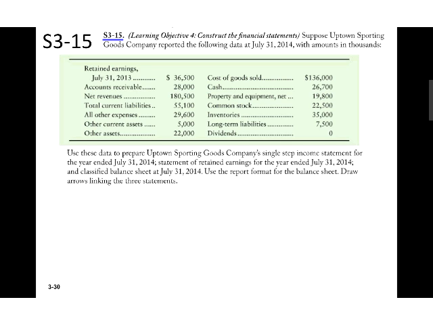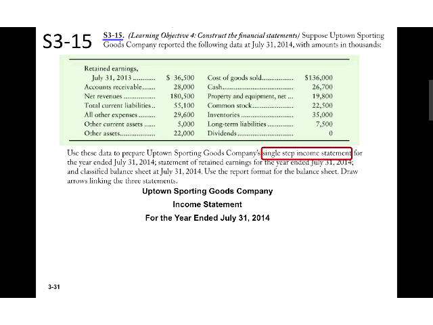This is short exercise 3-15. We're going to start with the single-step income statement. So let's get started. We start with the top of the income statement like we've done for every other statement. It starts with the name of the company, followed by the name of the statement, and then the period ending. This is an income statement, so it's a period of time. This is for the year ending July 31st, 2014.